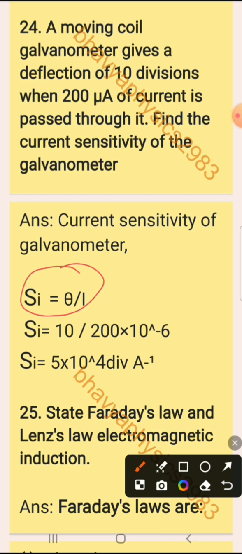Then how to calculate current sensitivity? It is theta by I. Okay. So theta means deflection produced in the galvanometer, that is 10 divisions. Current passing through that circuit is 200 microampere. Microampere is 10 to the power minus 6. Substituting, we will get 5 into 10 power 4 division per ampere.